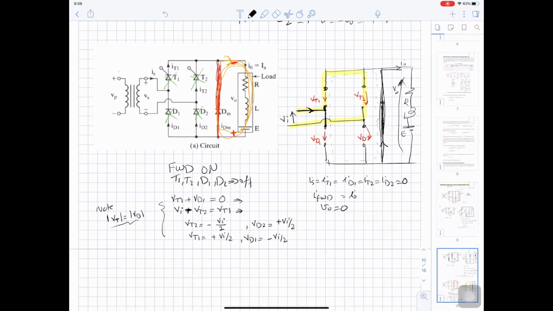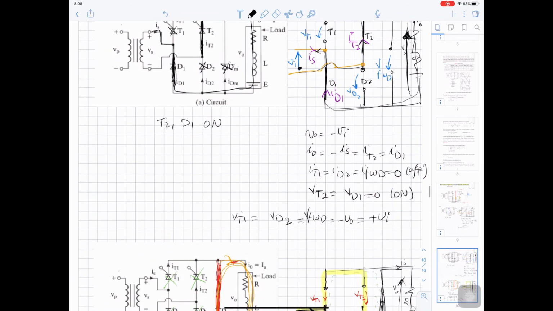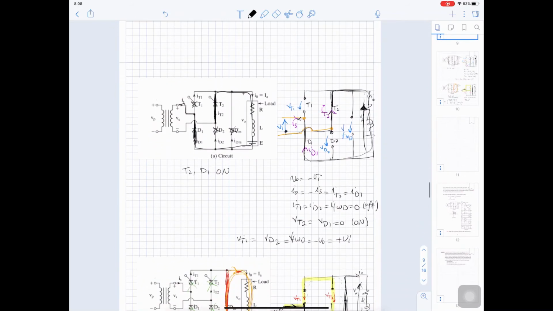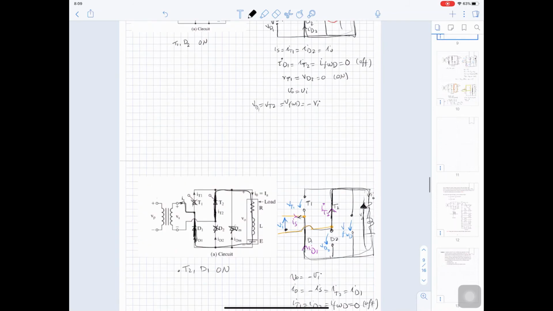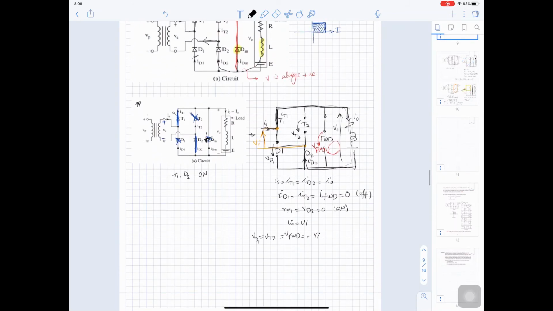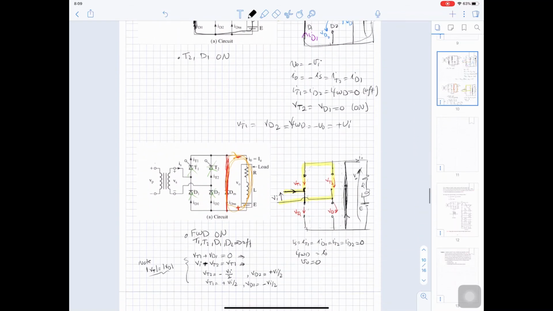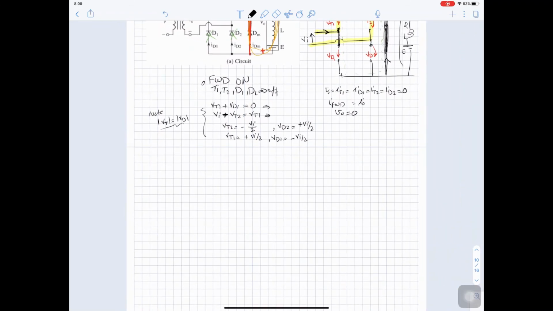Now, we know what will be the equations for each mode of operation. So this is one mode when thyristor 2 and diode 1 are on. This is another mode when freewheeling diode is on. And this is one mode when thyristor 1 and diode 2 are on. So the idea is to determine when we will apply each one of these rules. So let's do the sketch here.